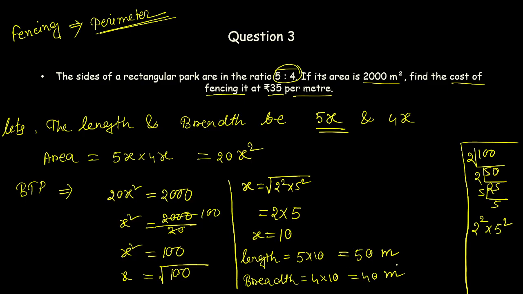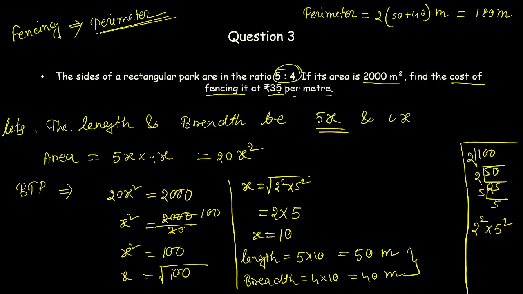Now we know the original value of length and breadth, but we need to find the cost of fencing at 35 per meter, right? For that we need what? We need the perimeter. So I am doing here, perimeter will be 2 into length plus breadth, right? 50 plus 40 meter, that is 50 plus 40 is 90, 90 into 2, 180 meter.